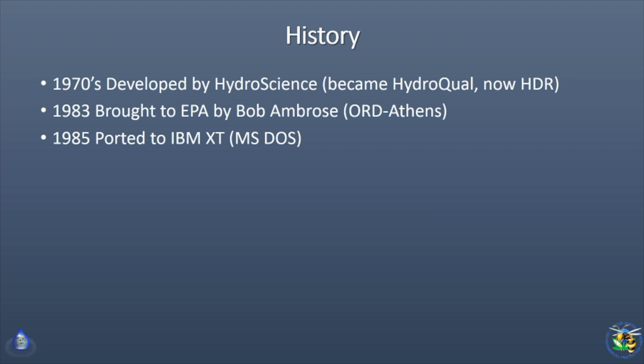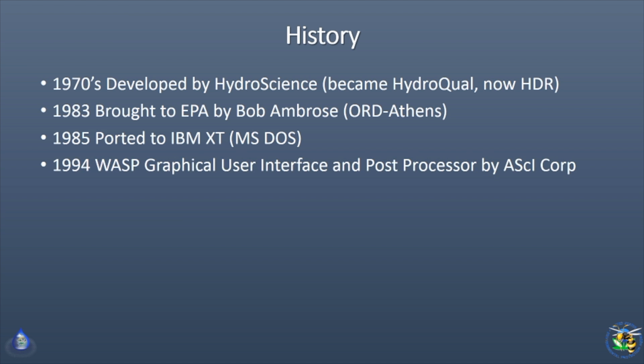In 1985, the mini mainframe version of WASP was ported to the personal computer environment, which also was significant because this was the first time that the model was available to the general public. In 1994, the graphical user interface and post-processor for Windows was developed by ASCI Corporation. This is a company that James Martin and myself worked for at the time. ASCI was gracious enough to donate this version to EPA for general distribution.